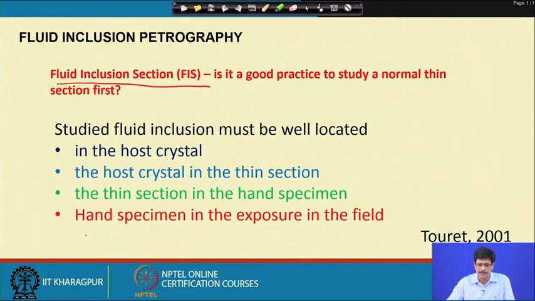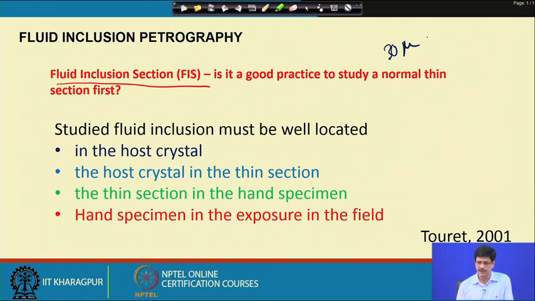sometimes it would be a good practice, depending on the problem that we are addressing, whether it is an ore specimen or a rock, to also study a normal thin section. Normal thin sections are 30 microns in thickness, and it is still possible to observe fluid inclusions in such thin sections, which will give us some guideline about which samples can be used to prepare fluid inclusion sections, so that we could see better inclusions or a better population of inclusions in those samples.